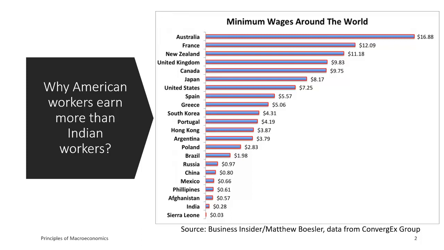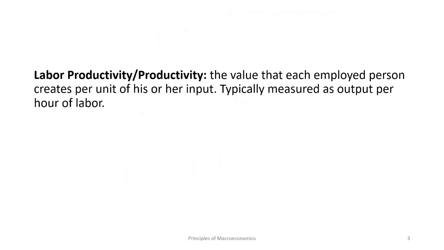And there's an economic reason behind it, and that economic reason is labor productivity, or productivity. And what is productivity? The value that each employed person creates per unit of his or her input. It is typically measured as output per hour of labor. The reason American workers are paid much more than Indian workers is simply because American workers are much more productive than a typical worker in India. Because of higher productivity, workers in the US command higher wages.